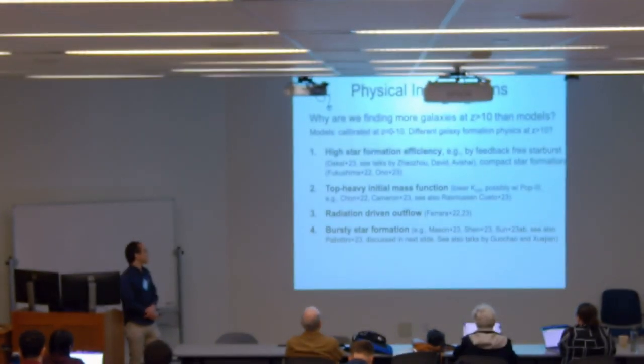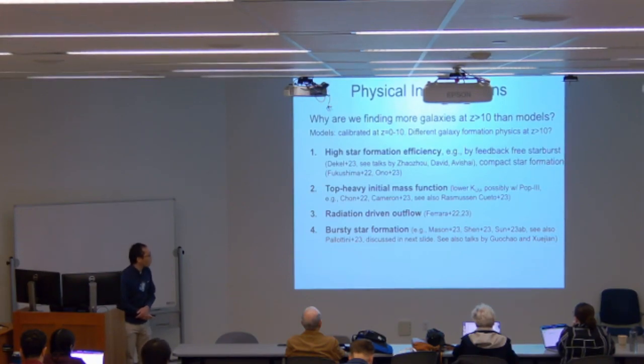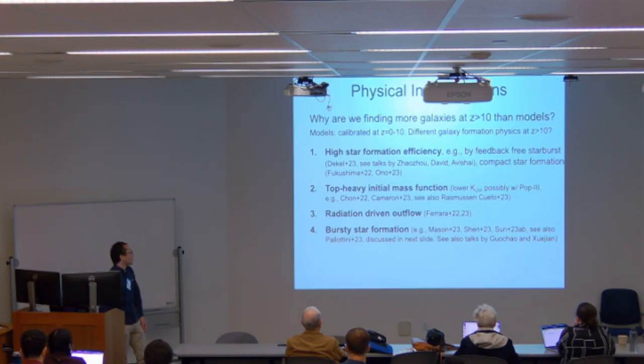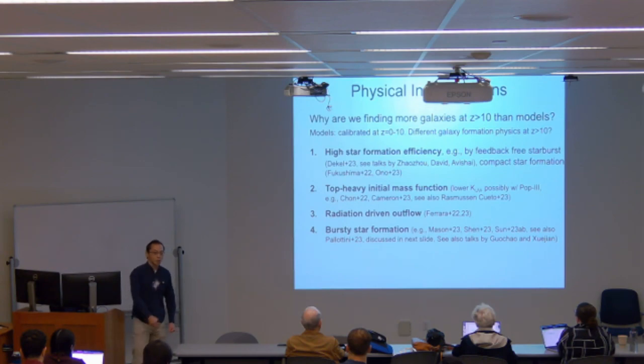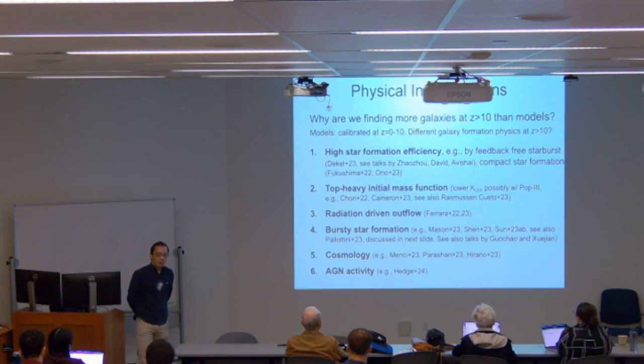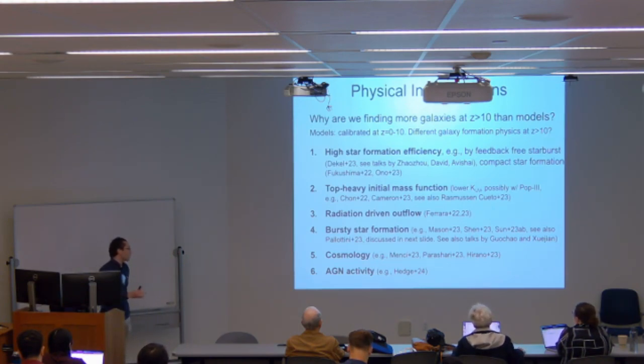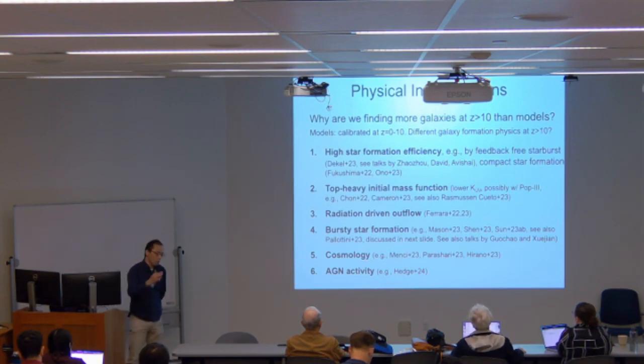Then some people discuss that radiation-driven outflow is important too in the bright galaxies. And recently there are many interesting discussions about bursty star formation, where we are selectively observing the galaxy in the burst phase. And some people even discuss that cosmology might be wrong. And some people discuss that AGN activity may be responsible for their brightness in rest-frame UV.